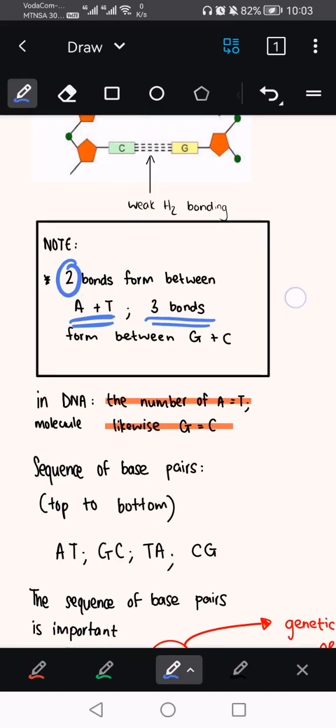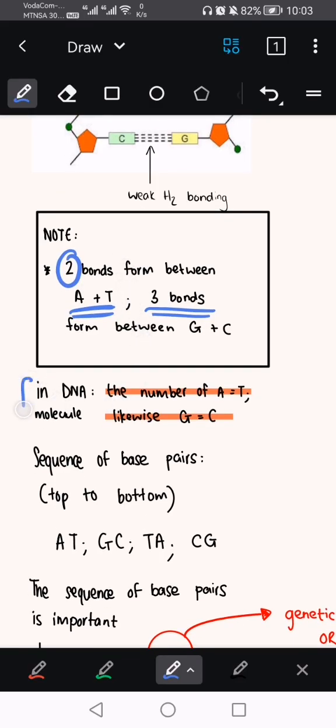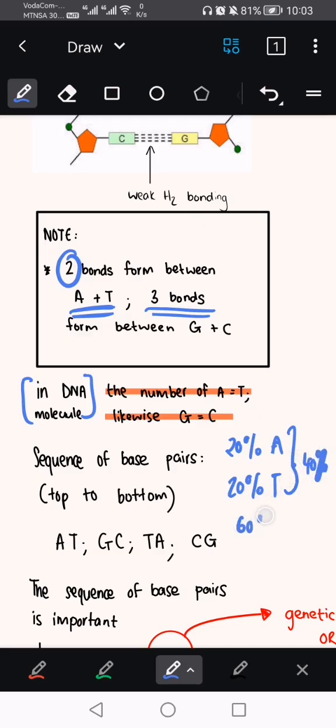Now, as we said here, in a DNA molecule, the number of adenine will always equal the number of thymine. Likewise, the number of guanine will always equal the number of cytosine because they are complementary. So if there is 20% adenine in a DNA molecule, that means there is 20% thymine, which means together that is 40%. 100% minus 40% is 60%, which means that if you divide the 60% by 2, cytosine is going to have 30%, and guanine is also going to have 30%.